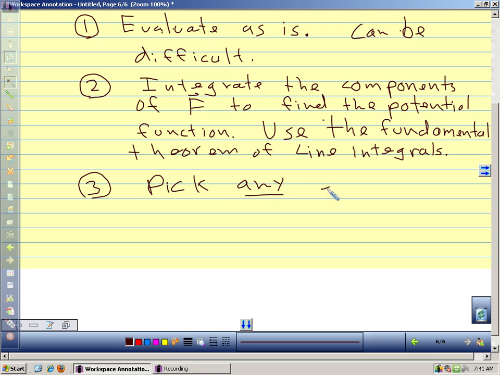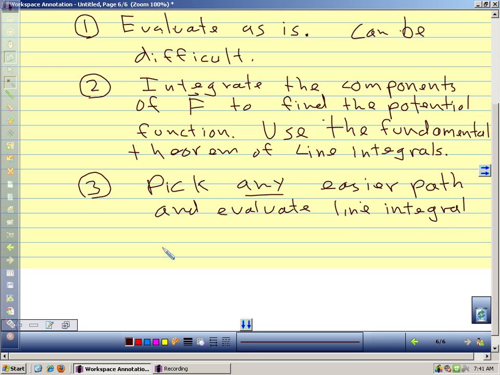Our third option is to pick any easier path, and evaluate the line integral along that path. So we can pick any path. If f is conservative, if our vector field is conservative, pick any path and evaluate the line integral along that path. Pick the easiest path that you can think of.